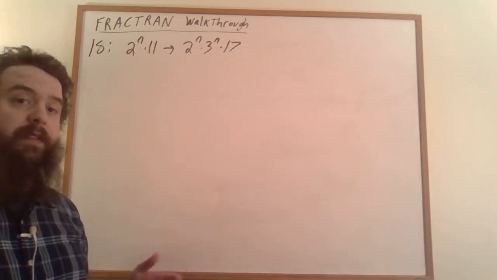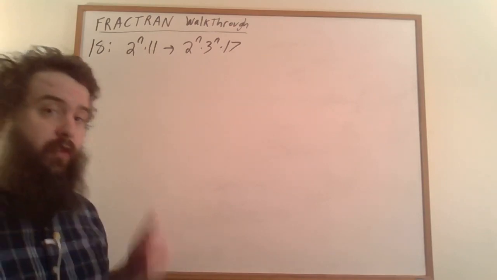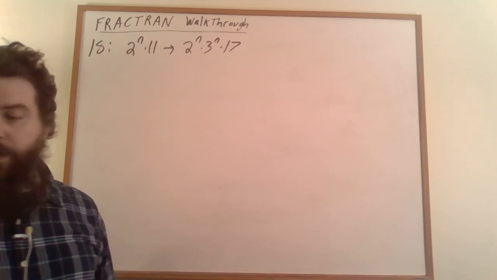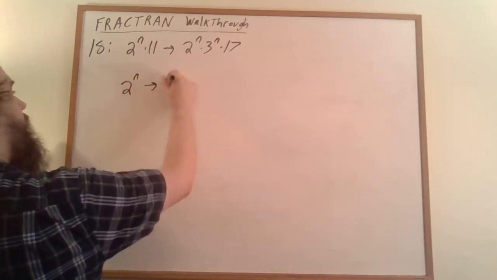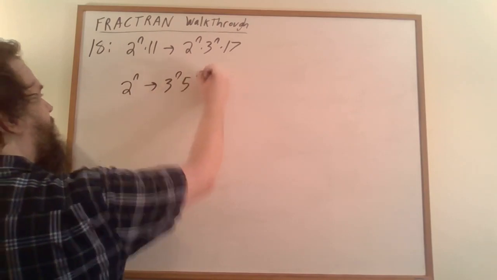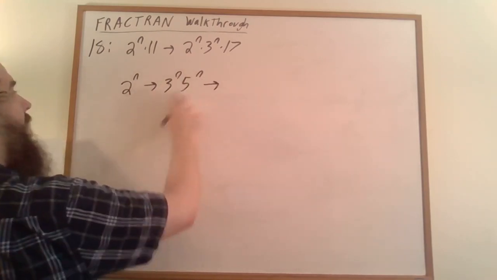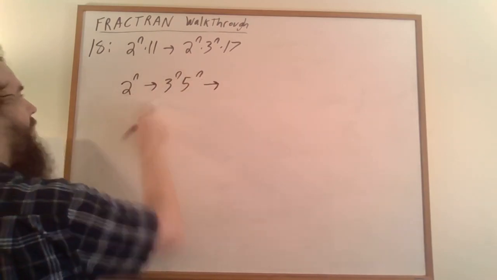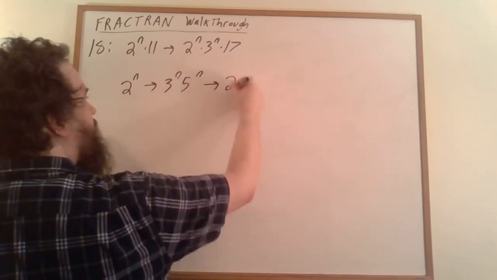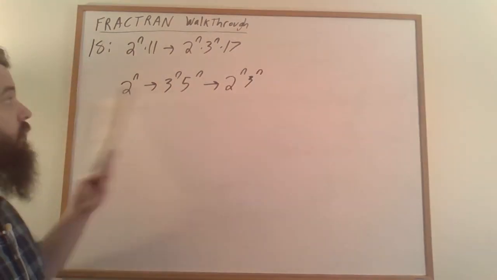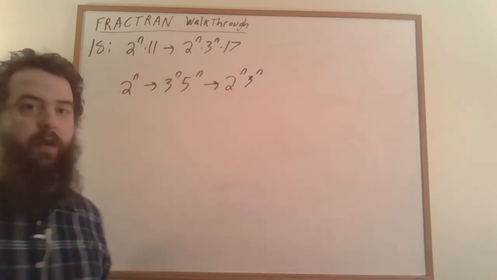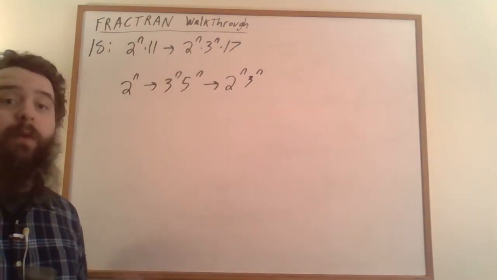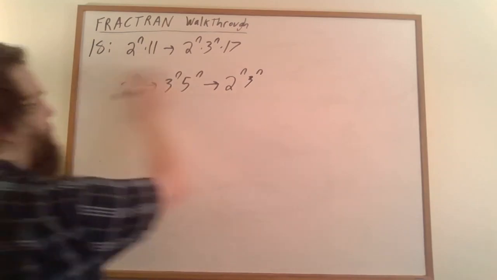Now, in order to make this happen, we're going to want to do this as a two-step process. We're first going to want to turn 2 to the n into 3 to the n, 5 to the n, and then turn the 5 to the n's back into 2 to the n's. And of course, there'll be control primes present to keep track of which phase of this process we're at. So let's write out what we want this program to look like.